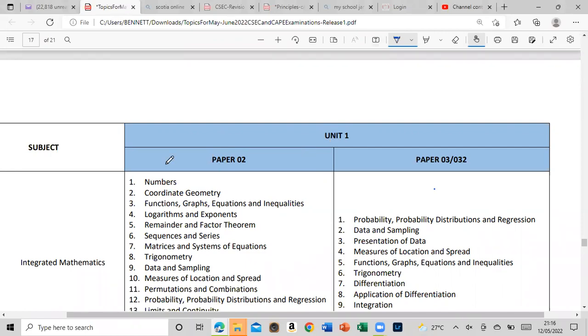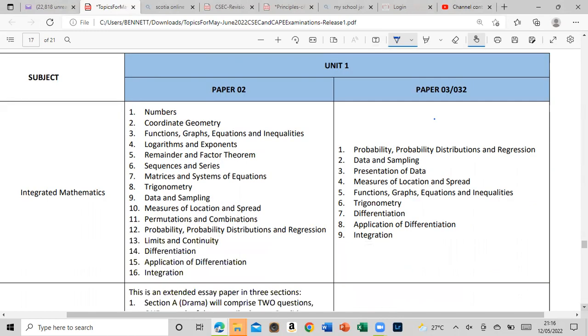All right, so we're going to start with numbers, coordinate geometry, functions, graphs, equations and inequalities, logarithms and exponents, remainder and factor theorem, sequences and series, matrices and systems of equations, trigonometry, data and sampling, permutations and combinations, probability, probability distribution, and regression. And then you're going to have differentiation, application of differentiation, and integration.